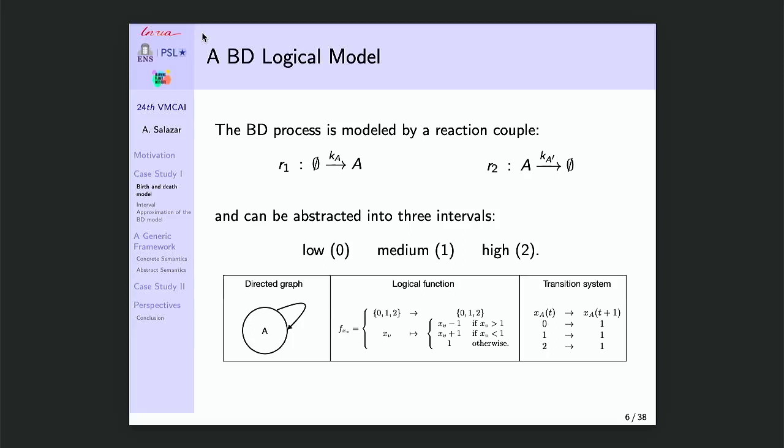And then you can imagine that when you compute the transition system using this logical function, if you are below 1, you will go up. If you are above 1, you will go down. And that is captured in the transition system.